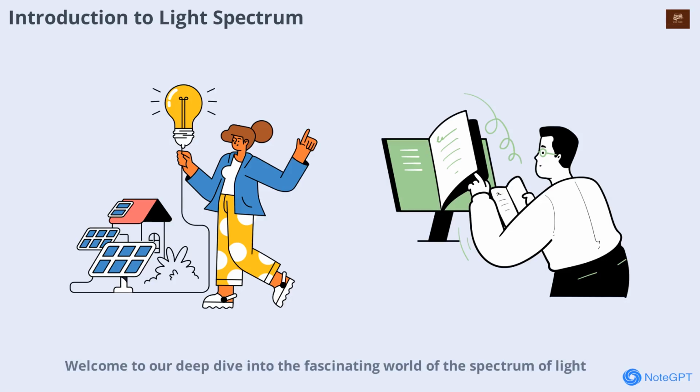Welcome to our deep dive into the fascinating world of the spectrum of light. In this video, we'll explore how light behaves when it passes through a prism, why we see rainbows, and what makes the sky blue. Whether you're a curious student or just love science, this journey will illuminate the mysteries behind the colors we see every day. Let's begin by understanding what the spectrum of light is and why it's so important in physics and our daily lives.